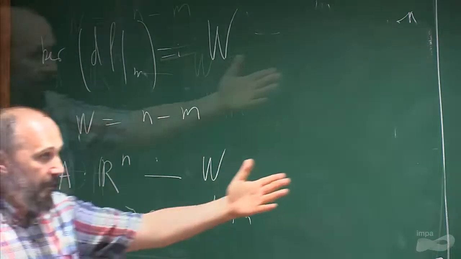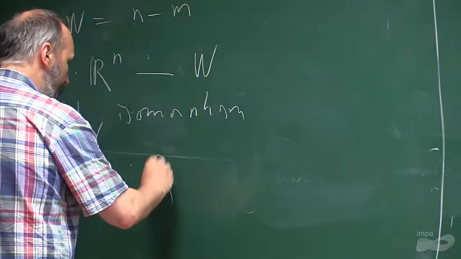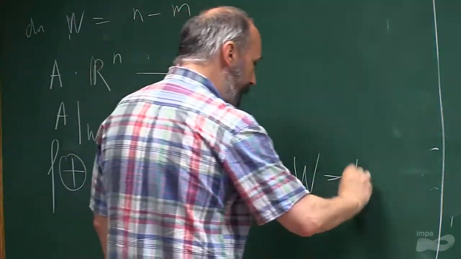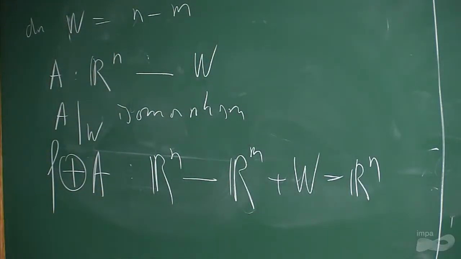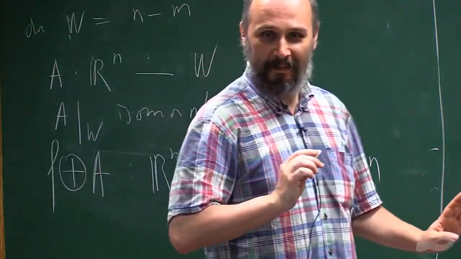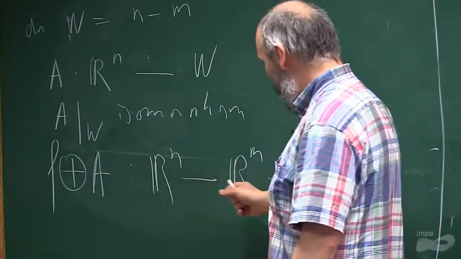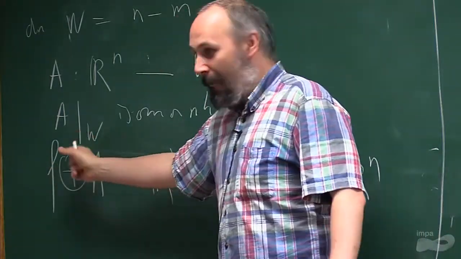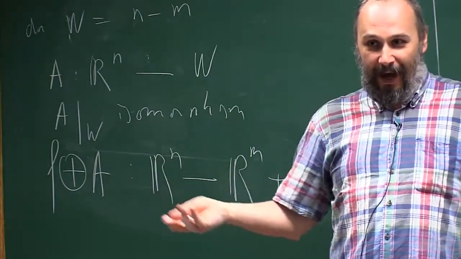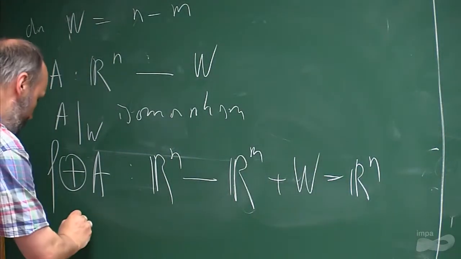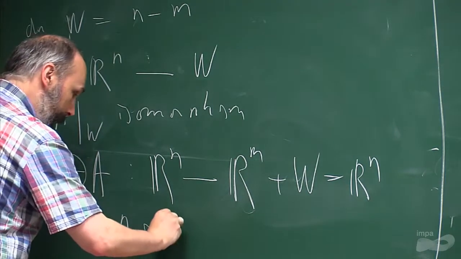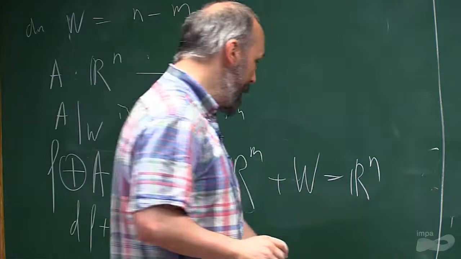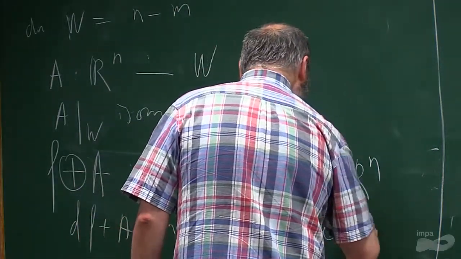And now we consider the map f direct sum with A. So f is our original map, which is smooth, and A is linear. So this maps from Rⁿ to Rᵐ plus W. But since the dimension of W is n minus m, this is the same as Rⁿ. The important thing about this map is that it has no kernel, because if a vector goes to 0, it already sits in W, because the kernel of df is W. But then A is invertible on W, it's an isomorphism on W. So df plus A is invertible.